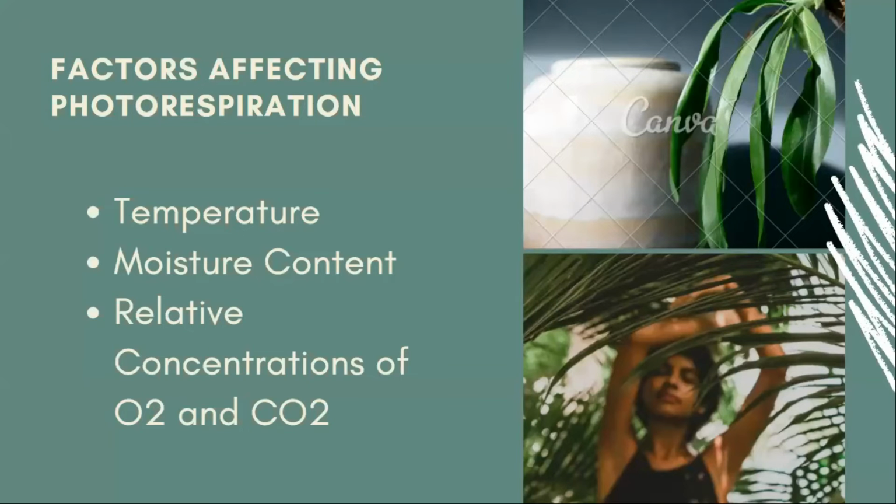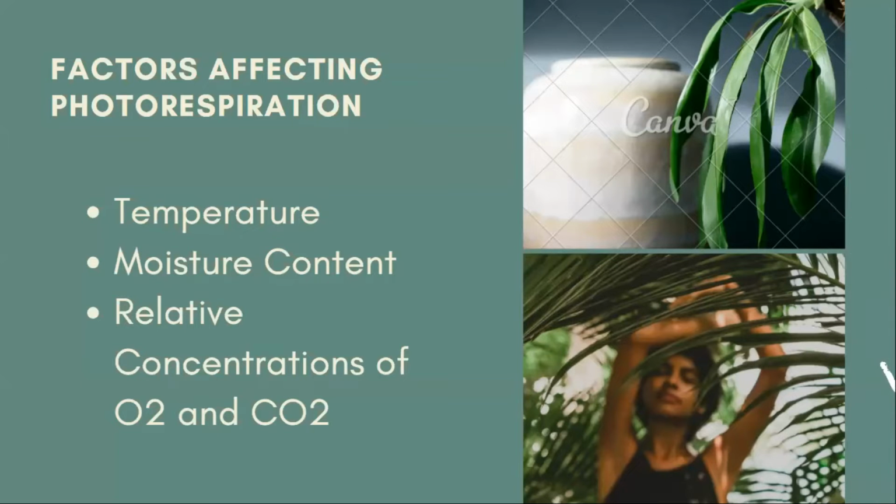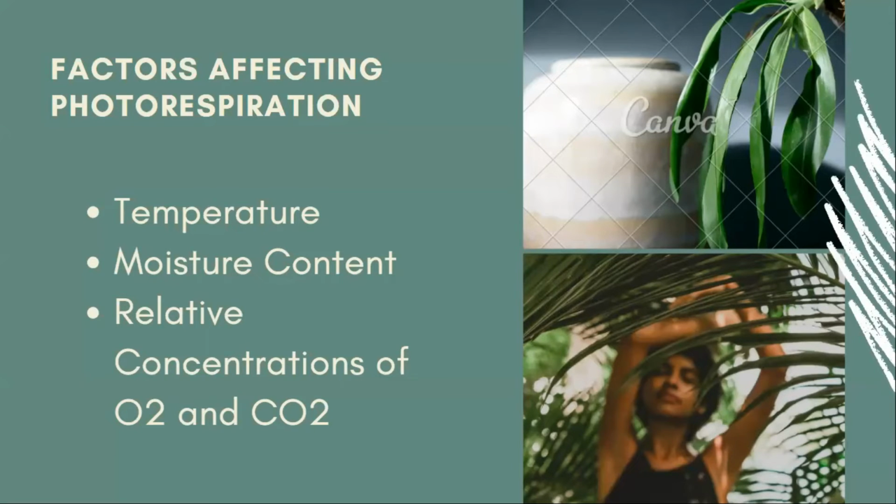So there are 3 factors that affect photorespiration. First, we have temperature. Increasing temperature also increases oxygenation in 2 ways. First, rubisco loses affinity for CO2 as temperature rises such that it performs oxygenation. The second possible way temperature affects oxygenation is by its effect on the relative solubilities of O2 and CO2.